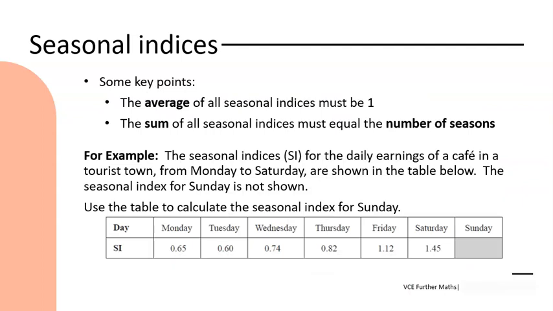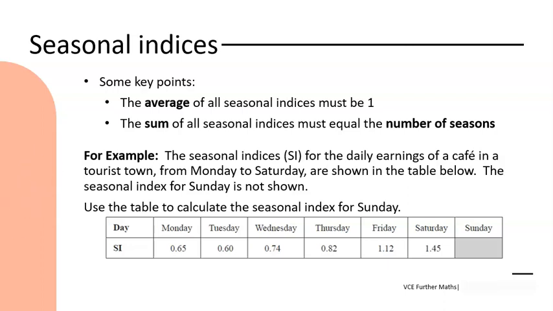So the index value for that particular season is a proportion of the average. Throughout this video, we're going to have a look at how we actually calculate seasonal indices. A couple of key points to know at the moment: the average of all the seasonal indices must be 1, and the sum of all the seasonal indices equals the number of seasons. For example, if we were looking at a seasonal pattern measured monthly, finding seasonal indices for each month of the year, then the sum of those indices would equal 12, because there's 12 months in that one cycle.